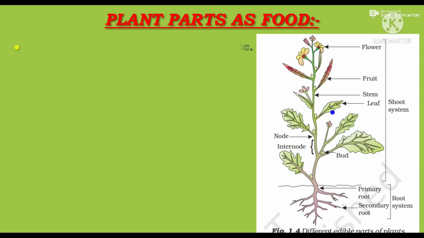So next one is plant parts as food. What are the edible parts of plants that we use as food? Edible means those parts which we can eat. So here you can see different edible parts of plants.